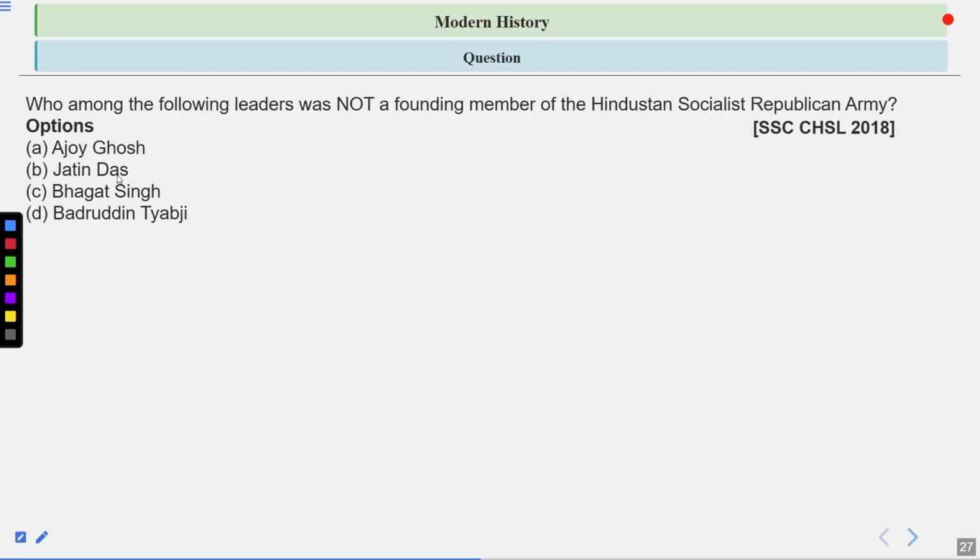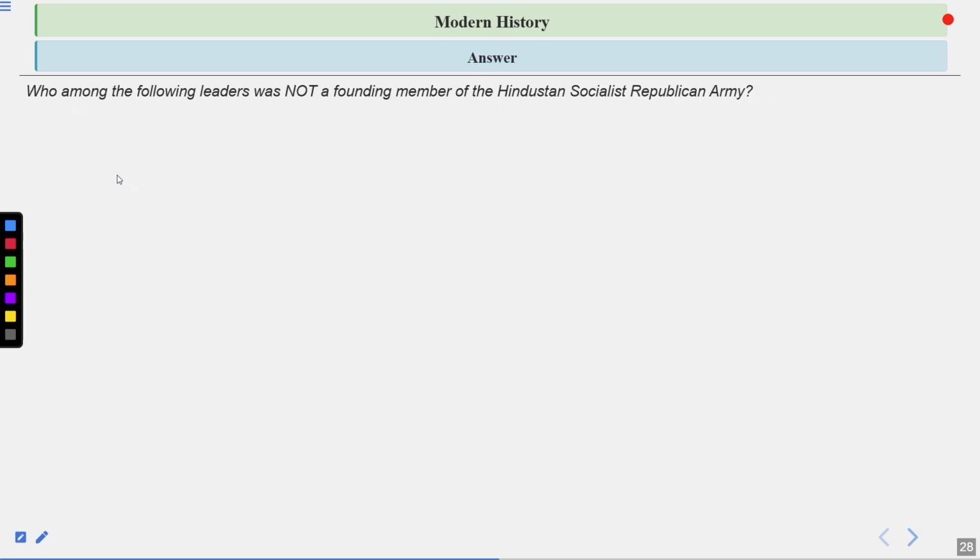Next question is, who among the following leaders was not a founding member of the Hindustan Socialist Republican Army? Options are Ajay Ghosh, Jatin Das, Bhagat Singh, Badruddin Tayyabji. To answer, 10 seconds are there. Time starts now. Time's up. The correct answer is D, Badruddin Tayyabji.